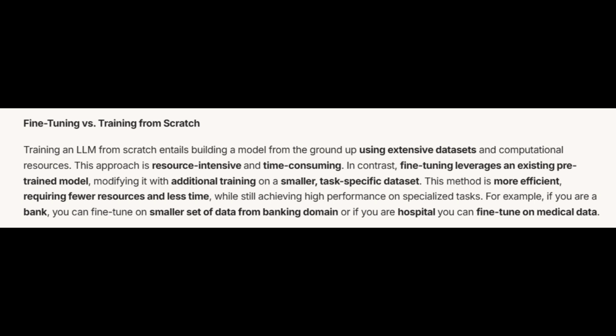So you may think, how is this different than training from scratch? Training an LLM from scratch entails building a model from the ground up using extensive datasets and computational resources. This approach is resource-intensive and time-consuming. In contrast, fine-tuning leverages an existing pre-trained model, modifying it with additional training on a smaller task-specific dataset. This method is more efficient, requiring fewer resources and less time, while still achieving high performance on specialized tasks. For example, if you are a bank, you can fine-tune on a smaller set of data from the banking domain, or if you are a hospital, you can fine-tune on medical data.